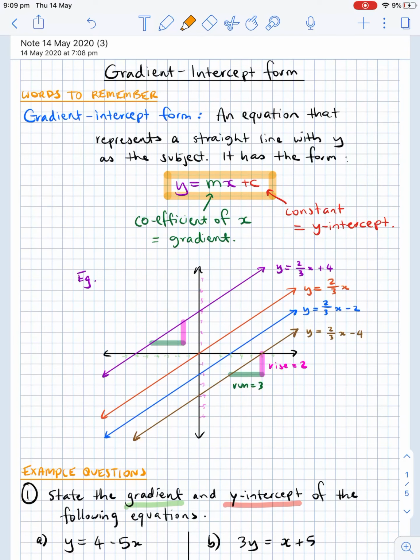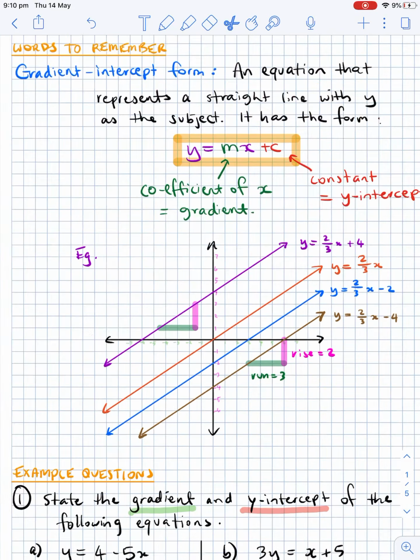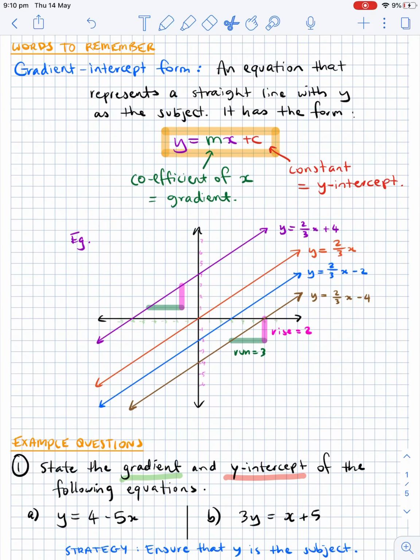This gradient can be used for all these lines. If I zoom in a little bit, if I grab this rise over run triangle, which is exactly the same, it can fit for all these lines. I can slide it along and it'll fit this slope. So you can see this rise over run slope fits all these lines. They've got exactly the same slope. You'll notice that they're parallel lines, so they all have the same gradient.